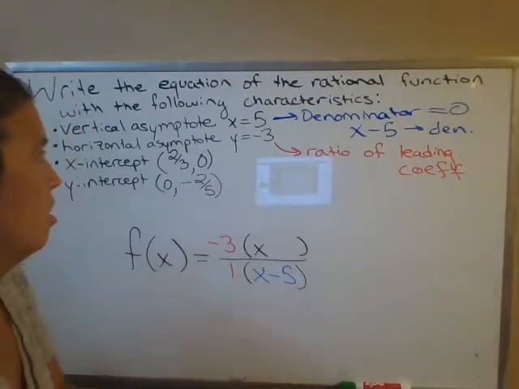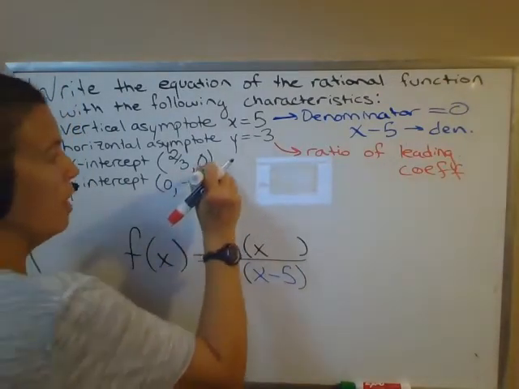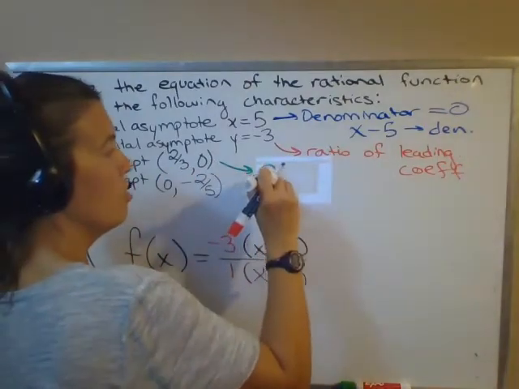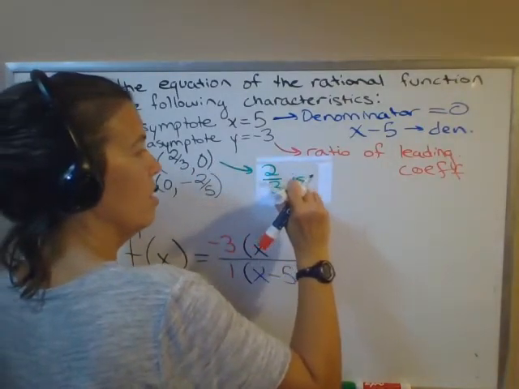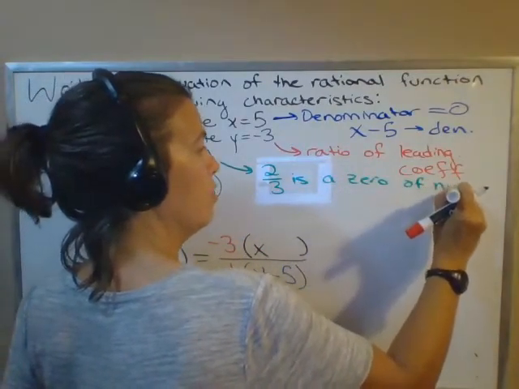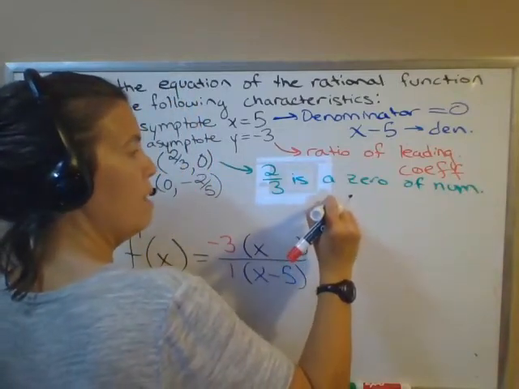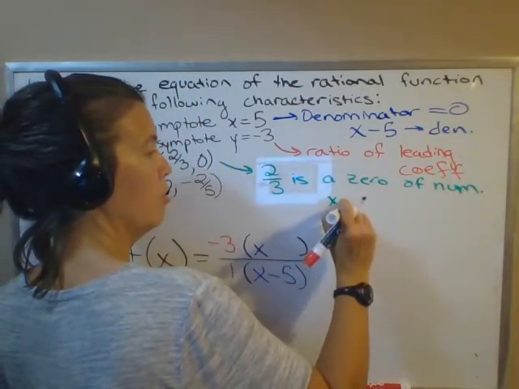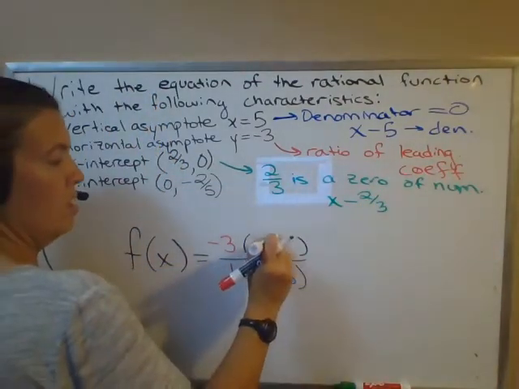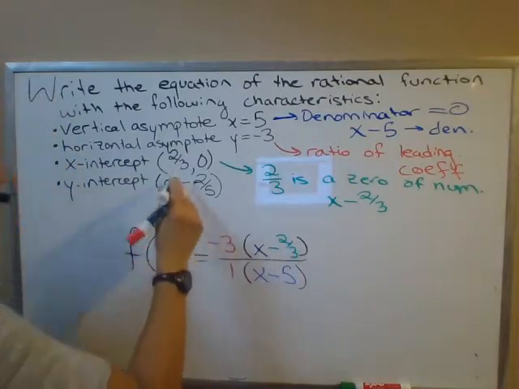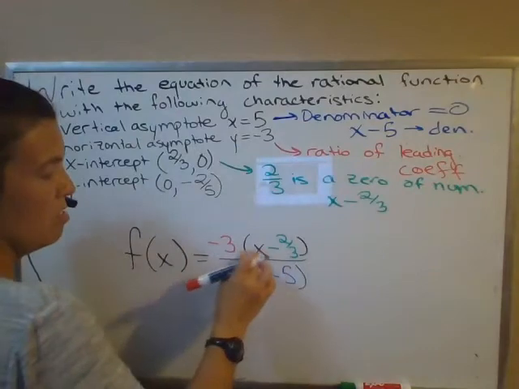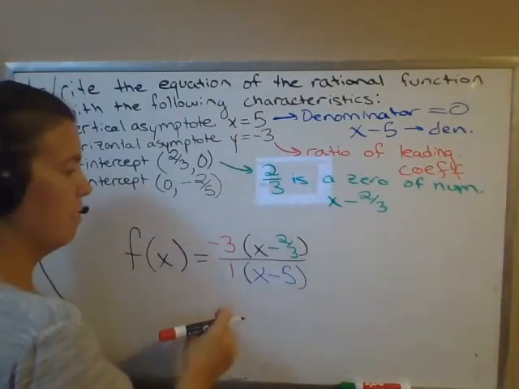X-intercepts come from the zeros of the numerator. So the fact that there's an x-intercept at 2/3 tells us that 2/3 is a 0 of the numerator. So that means we have a factor like x minus 2/3 in the numerator. That would give us that x-intercept at 2/3. Because remember, the x-intercept comes from setting the numerator equal to 0.